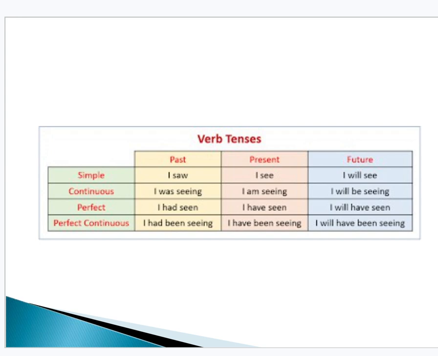Perfect past, actually I said about this. Present perfect: I have seen. Future perfect: I will have seen. Perfect continuous in past form: I had been seeing. Present perfect continuous: I have been seeing, and future: I will have been seeing.